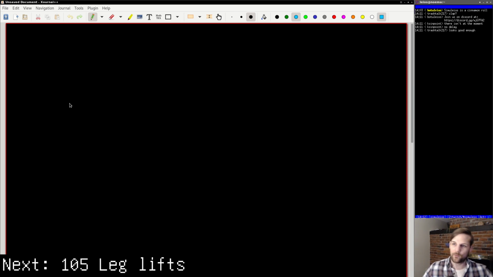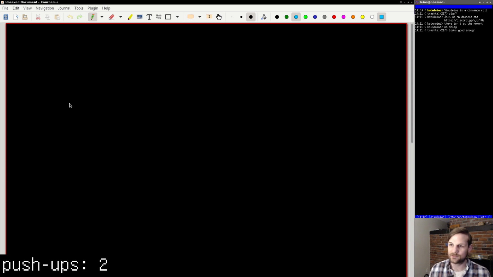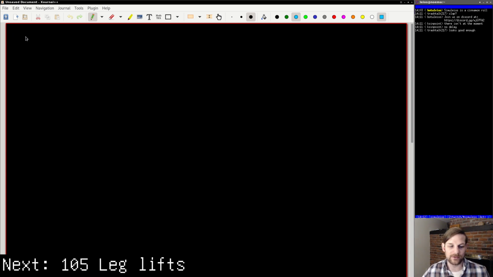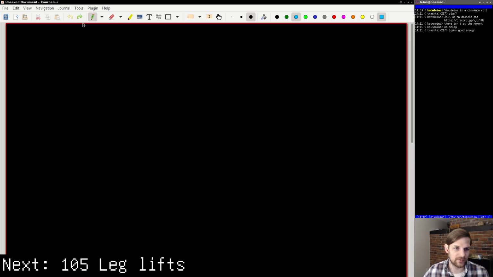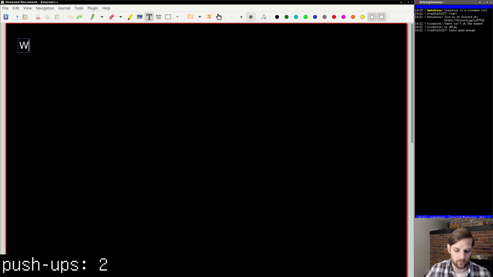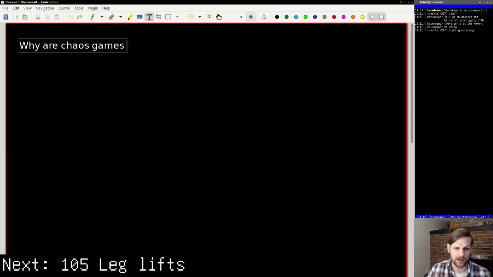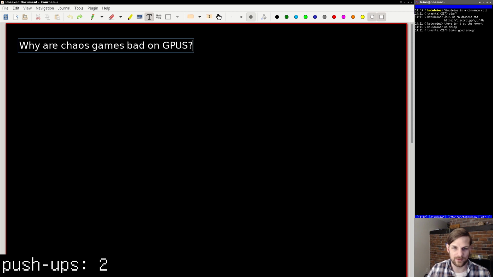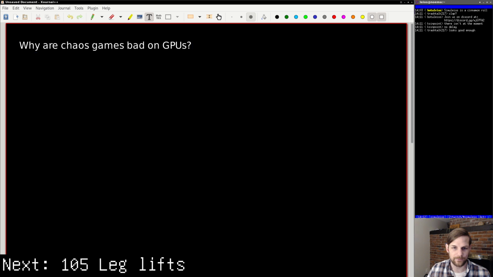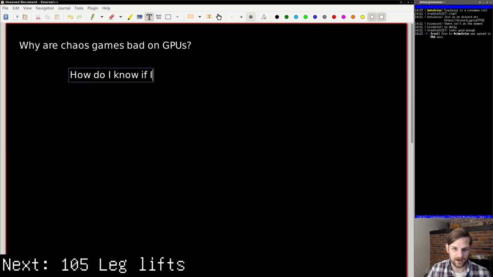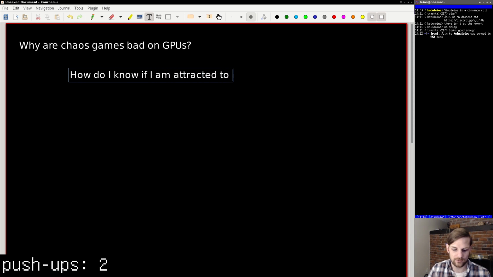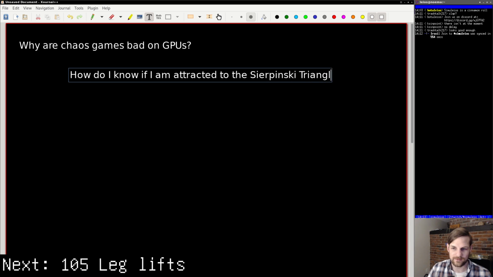So let's start with how I got to this question, why we're changing tack from what we did over on Sunday. So on Sunday, we asked the question, let me do this in text mode, it might be a little bit faster: why are chaos games bad on GPUs, right? That was the question that we asked on Sunday. So the new question is, how do I know if I am attracted to the Sierpinski triangle? Okay, so now that's the new question.